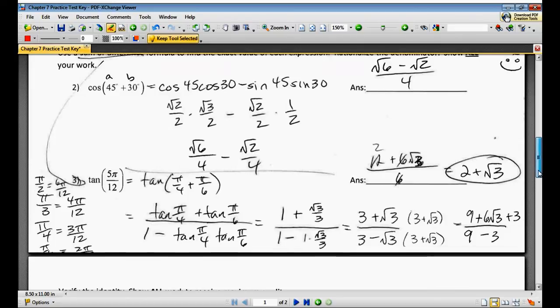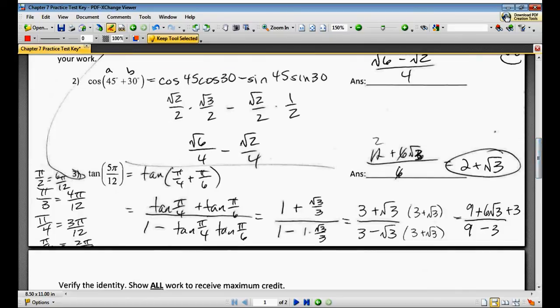Looks like my answer got cut off here. Oh, no, it didn't. I went this way. So when you plug it in, we get tangent of pi over 4, which is 1, tangent of pi over 6, which is radical 3 over 3, etc. Since we have a fraction and a fraction, I'm going to multiply everything by 3 so that all of the denominators cancel. So I'm going to multiply everything by 3.